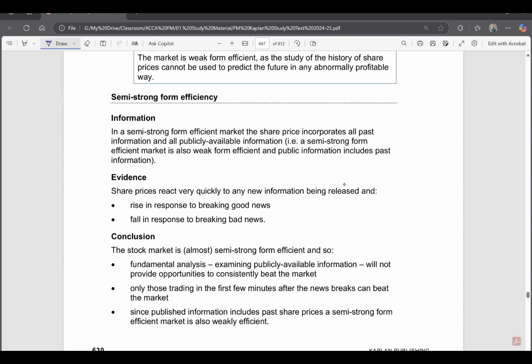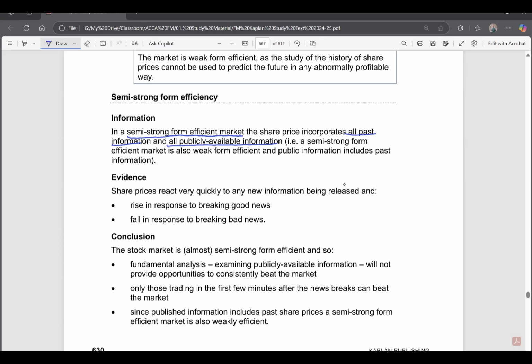So in a semi-strong form efficient market, the share price incorporates all past information and all publicly available information. Okay, so the public know whatever happened in the past and whatever is publicly available, whatever is available on the media, on the internet, published in the newspaper, published on the websites. When they know, they will absorb it immediately and react immediately, in both ways, in a positive way or in a negative way. Okay, so in that case, any trending might be helpful. But look here again, no one can exploit the market.